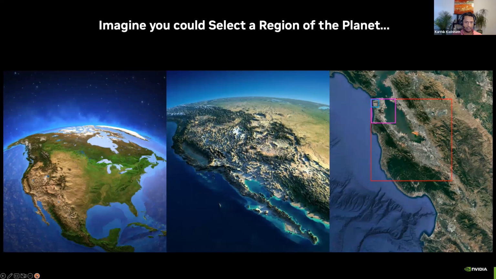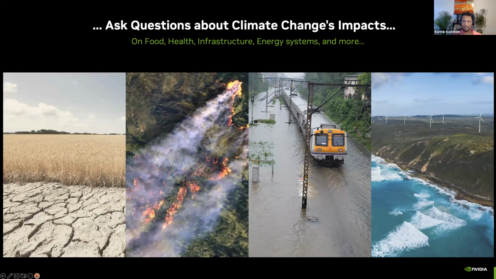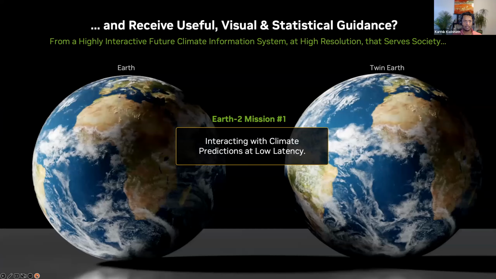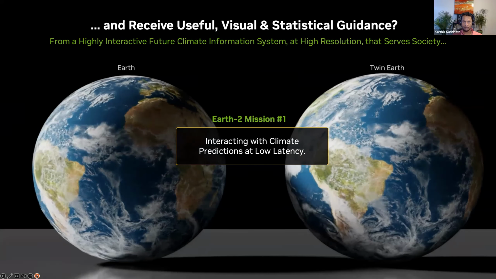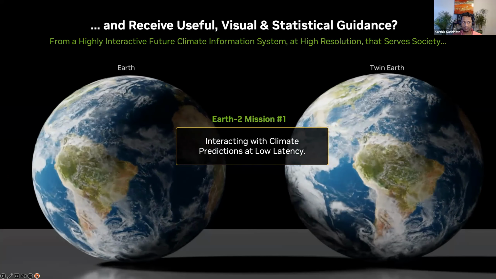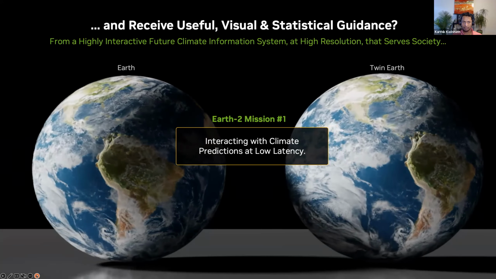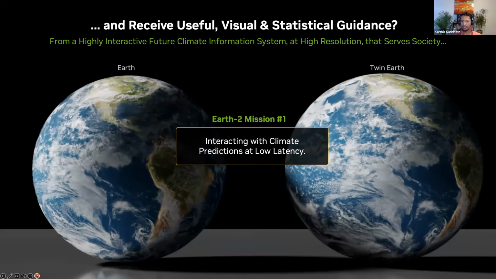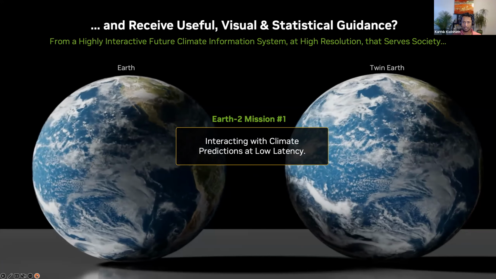It could be an entire continent, it could be a state, say California, or maybe even a very specific region, the San Francisco Bay Area or the city of San Francisco, or maybe even a particular part of San Francisco, and then ask questions about climate change's impacts on food, health, infrastructure, energy systems, and various other applications, and receive useful visual and statistical guidance from a highly interactive future climate information system at high resolution that serves society.